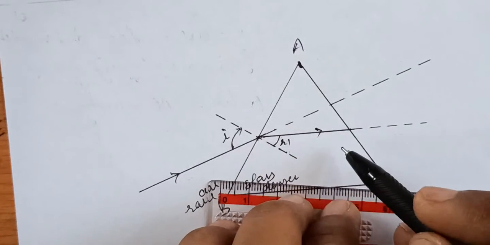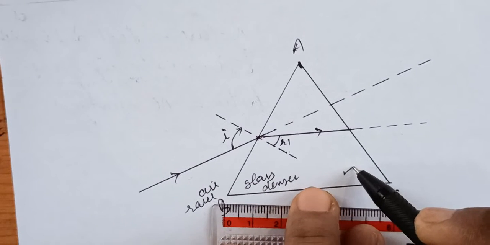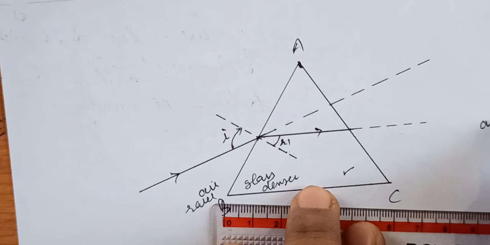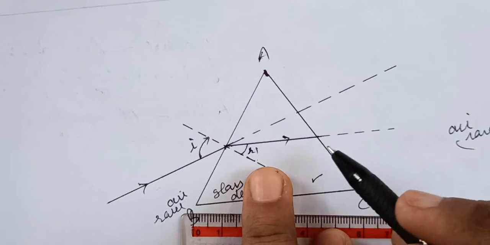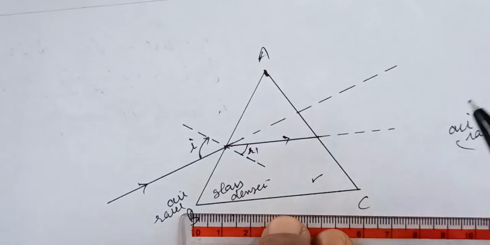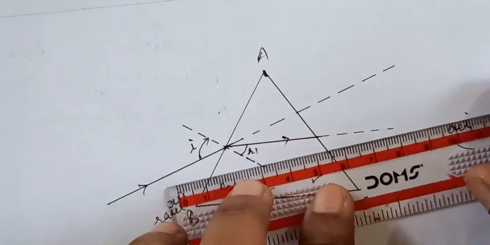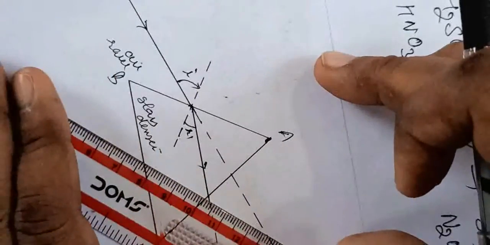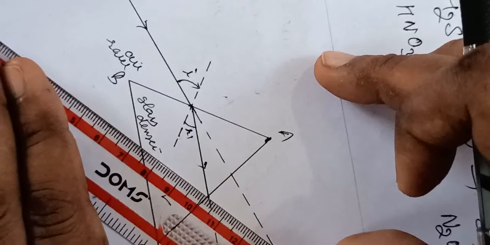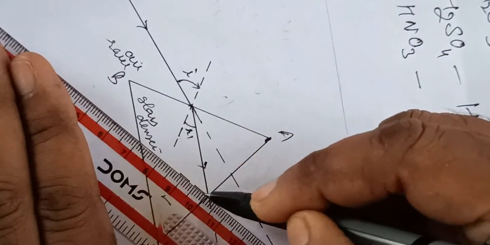Now light is traveling from glass, this is glass, a denser medium, to air, that is a rarer medium. Right? So when light is traveling from a denser to a rarer medium, it bends away from the normal. Therefore we have to draw the normal at this point. So I am drawing the normal. This is the normal here. Just a 90-degree angle we have to make at this point.